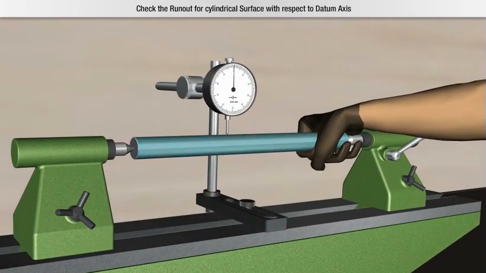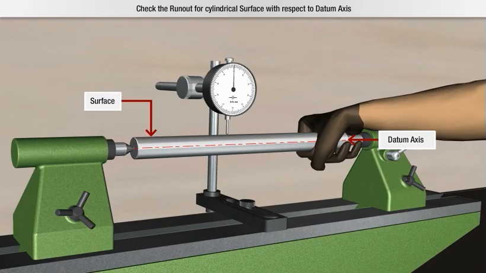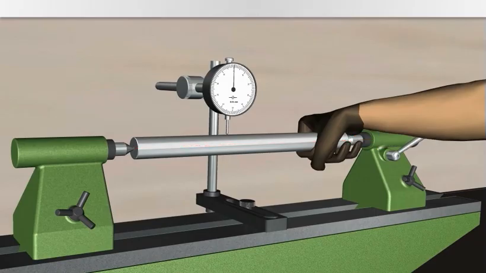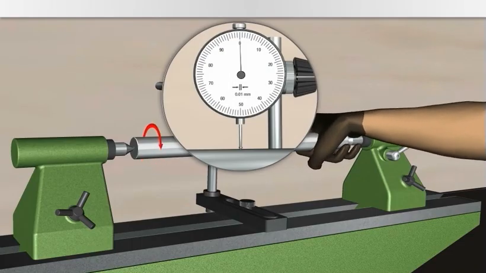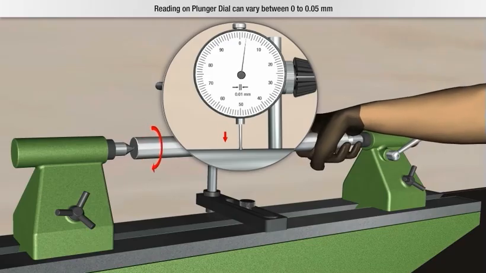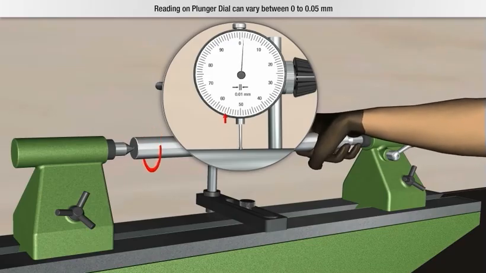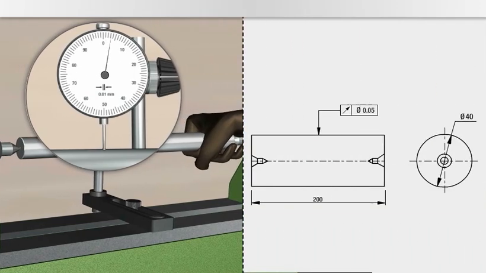Now, check the runout for cylindrical surface with respect to datum axis. Now, measure runout of workpiece using plunger dial. To do this, manually rotate the workpiece. Reading on plunger dial can vary between 0 to 0.05 mm. As per drawing, runout tolerance limit is 0.05 mm. So you can conclude that runout is within tolerance limit.